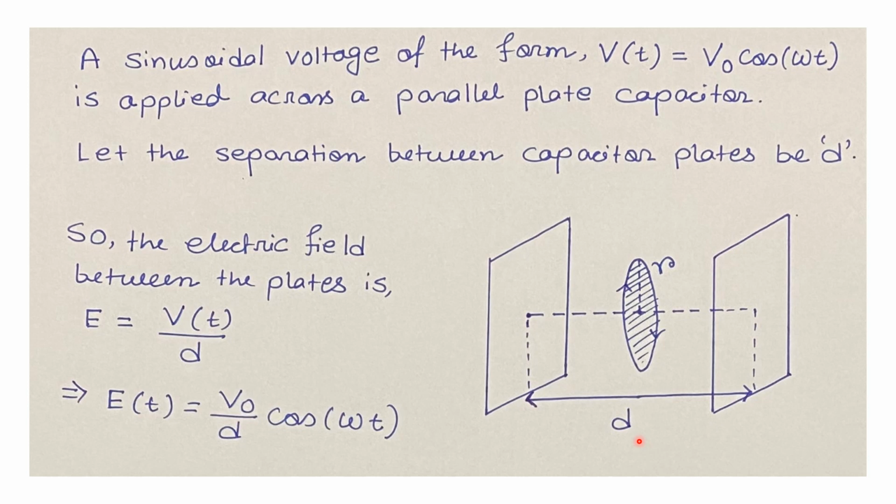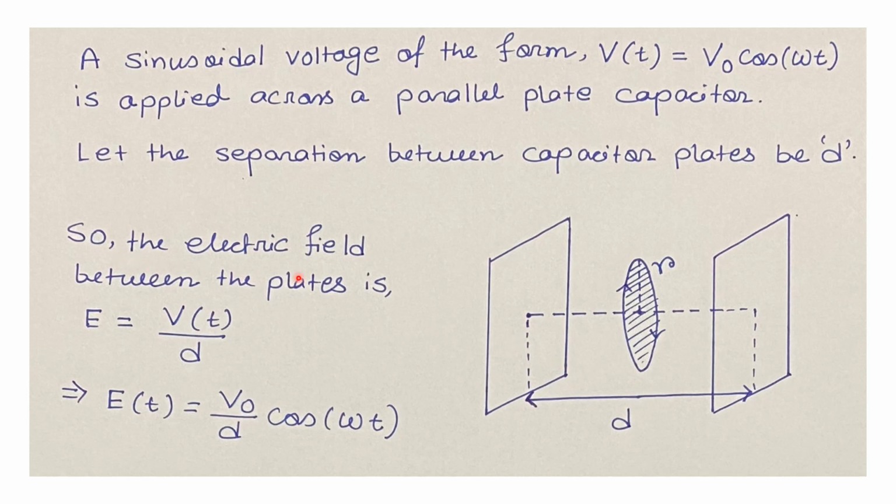and we have considered a small circular loop at the center having radius small r, and the area of the loop is given by the shaded region here. So we will calculate the induced EMF along this circular loop.